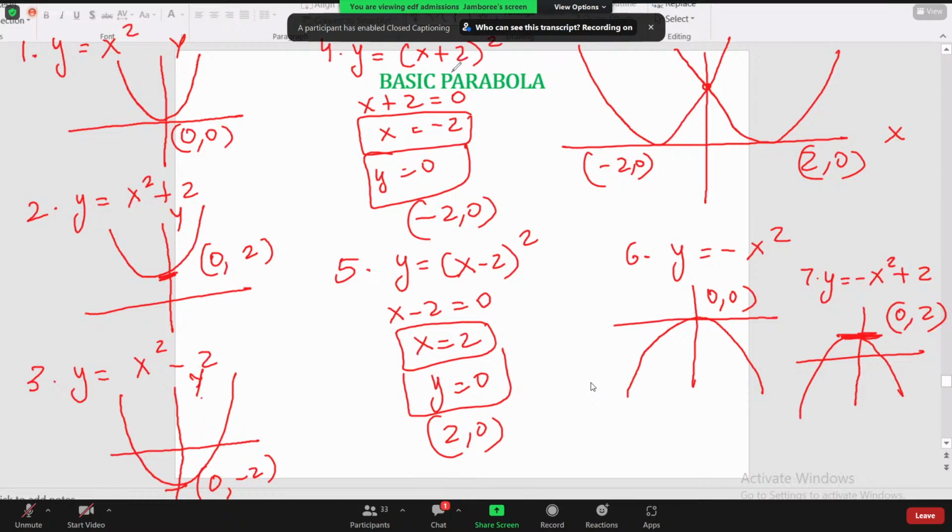If you add a constant inside the bracket, it will shift leftwards. If you subtract a constant inside the bracket, it will shift the function rightwards. And if the coefficient of x squared turns out to be negative, the graph will be inverted U-shaped.